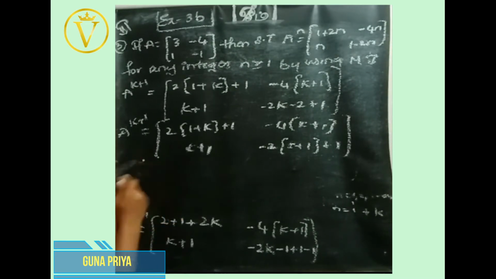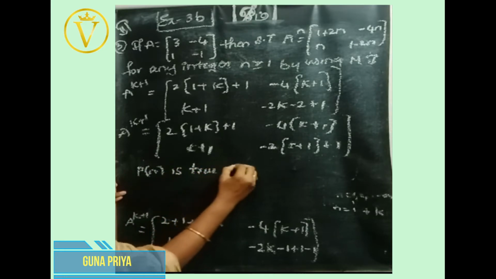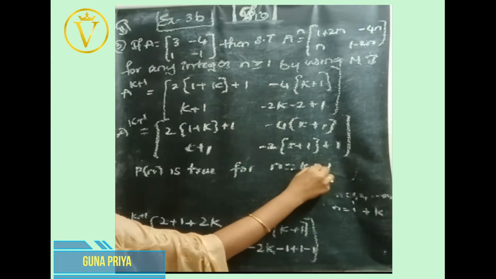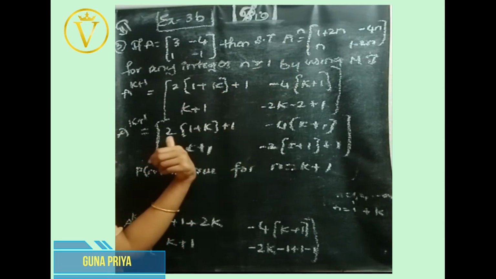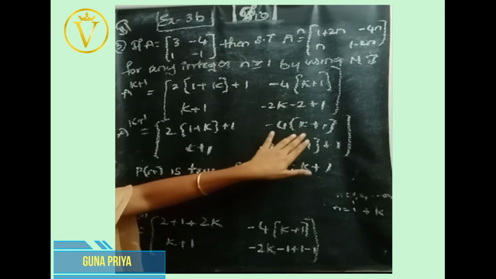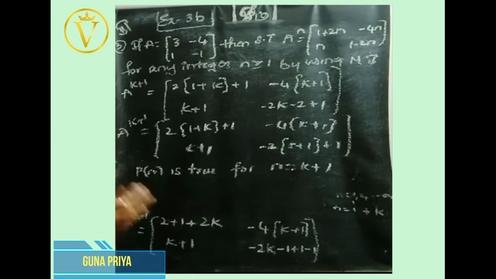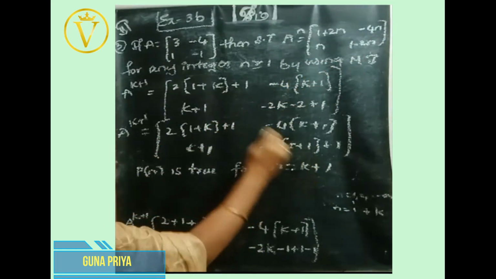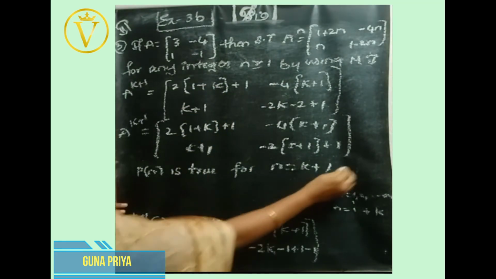That means P of n is true for n equals k plus 1. Okay. See here, in the place of n, k plus 1 everywhere. So 1 plus 2k, that means n is 1 plus k. Minus 4n means 1 plus k. k plus 1 or 1 plus k is the same only. Minus 2, here 1 minus 2n, you can also simplify with another step. Okay, that's it. It's very simple.